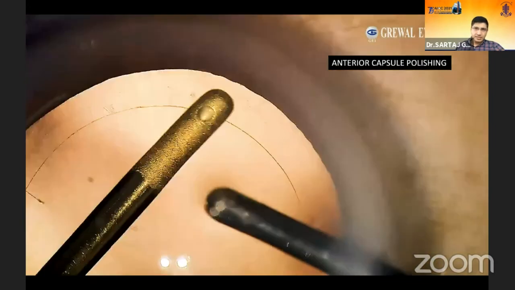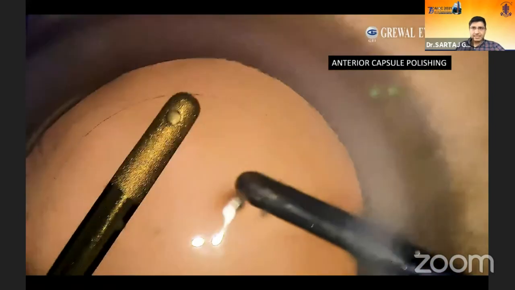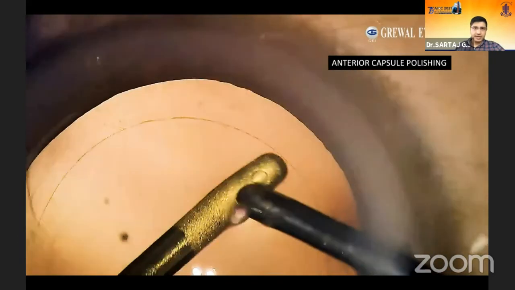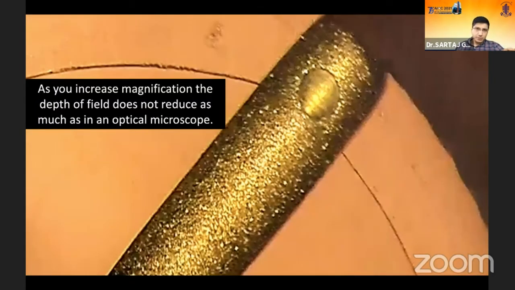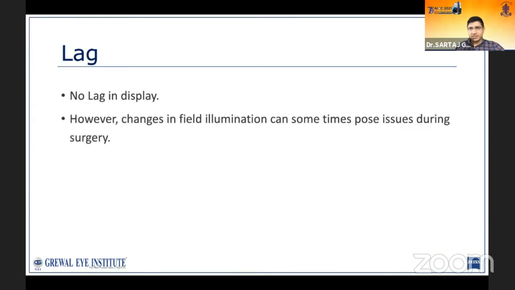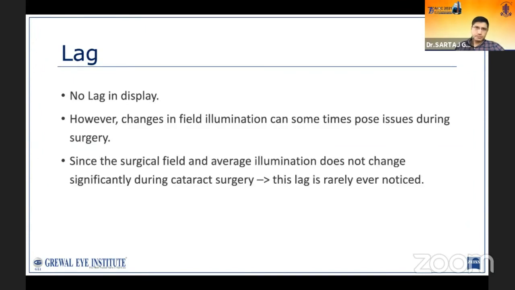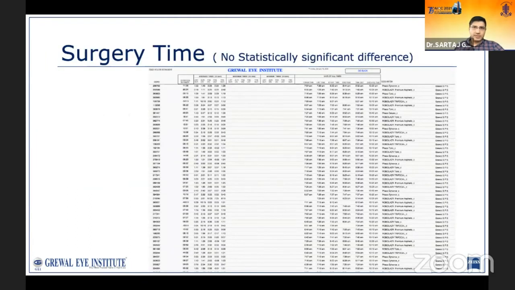And even at high magnification levels with more movement, you can perform delicate steps with excellent vision clarity and no delay or latency. With the digital optics, you can increase the magnification levels, but the reduction in depth of field is not as much as it is in a conventional optical microscope. There is no noticeable lag in the display. Only rarely, when the microscope is auto-adjusting the image to changes in the field of illumination, can we have some amount of lag. But in a surgery like cataract, where the background is quite evenly illuminated, we really never notice this. So operating on the Artivo does not increase your surgery time as compared to a conventional microscope.